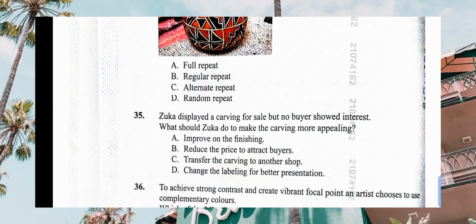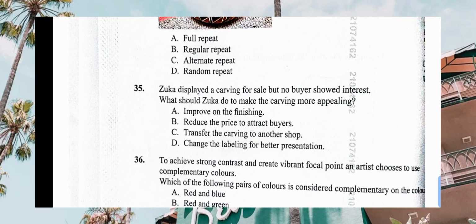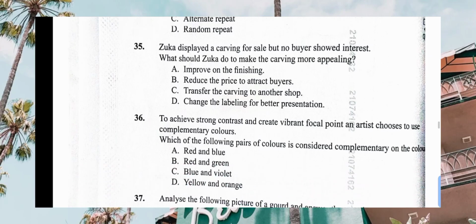Then number 35, Zuka displayed a carving for sale, but no buyer showed interest. What should Zuka do to make the carving more appealing? Improve the finishing, maybe. Reduce the price to attract? No, you should not just reduce the price. Transfer the carving to another shop, not necessary. Change the labeling for a better presentation? No, maybe the finishing of the item was not that appealing. So you check on improving the finishing of your artwork. Then the correct answer will land to A.